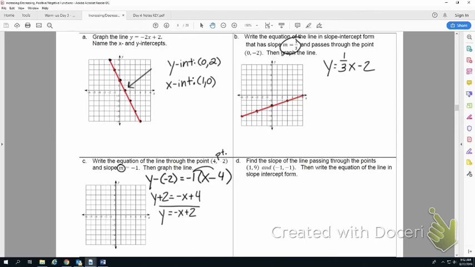Did I need to put it into slope-intercept to graph this? No. If we weren't asked to write it, I could have just gone to 4, -2. And I know my slope is -1. So I could go down 1, right 1.